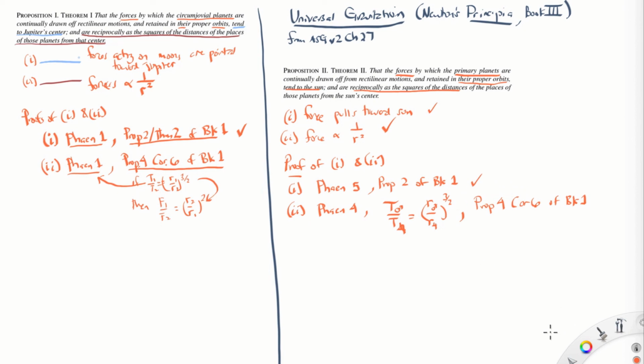Okay, I'm going to stop right there, having talked about propositions 2 and 1. And next time I'll talk about proposition 3 and proposition 4, where he's going to go on and talk about the motion of the moon around the Earth.